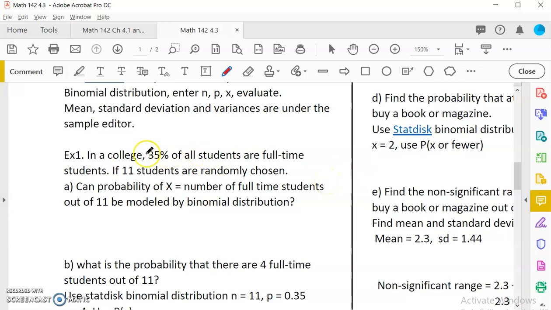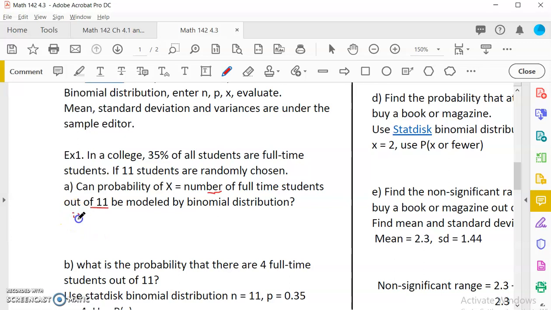In a college, 35% of all students are full-time students. Out of all the students, 35% are full-time. So I'm counting full-time, right? So the probability of X is the number of full-time out of 11. Out of this 11, there could be 0 up to 11 all full-time. Can it be modeled by binomial?